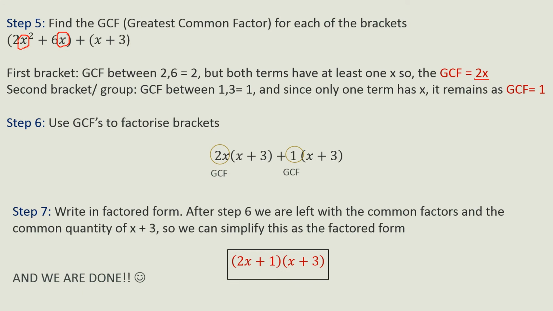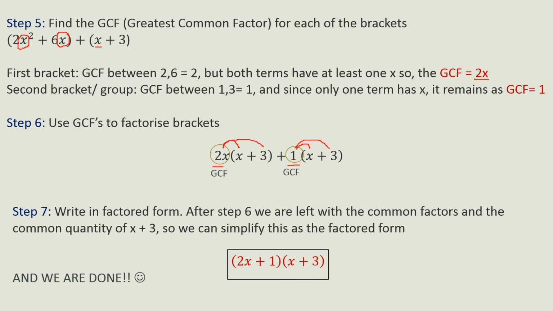Now, the greatest common factor for our second bracket between 1 and 3 will be 1, and since only one term has an x, it remains as 1. Step 6. Use the greatest common factors to factorize the brackets. So after we have done this, our equation will look like this. These are our two greatest common factors. And if we multiply this out again, 2x times x will be 2x squared, 2x times 3 will be 6x, 1 times x is x, and 1 times 3 is 3, which will lead us back to the two brackets we had before.